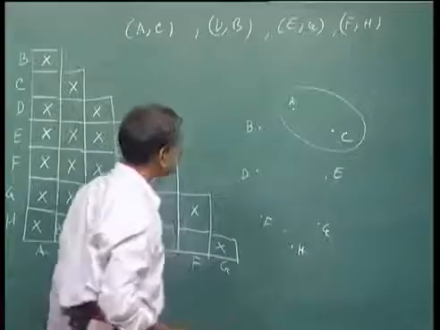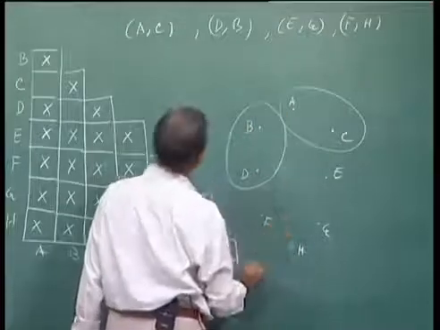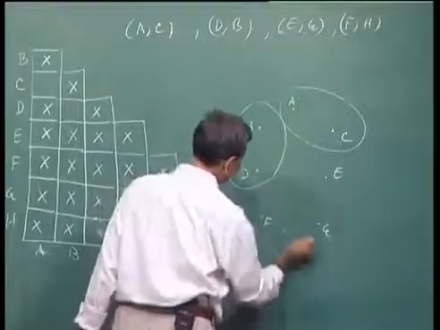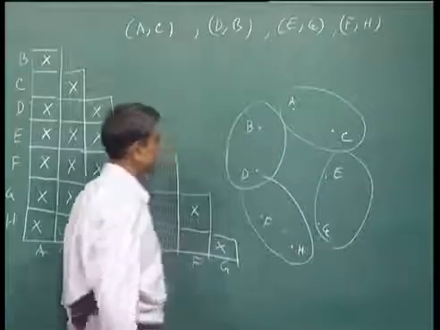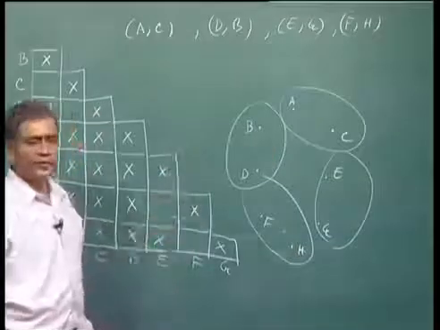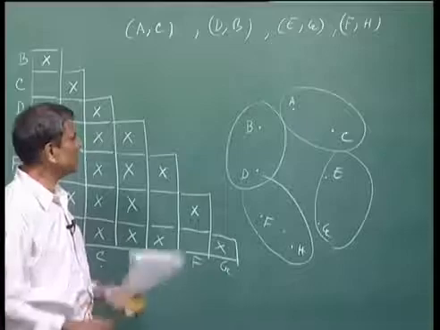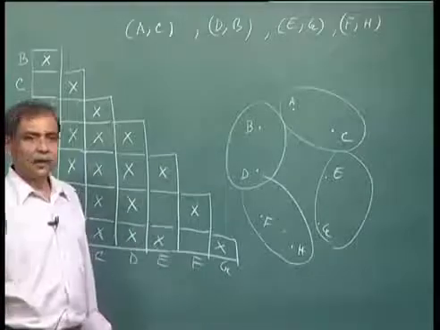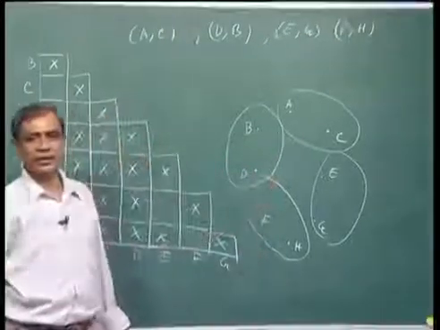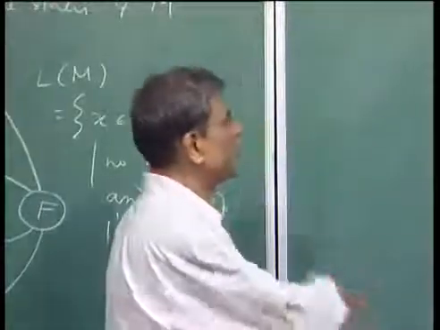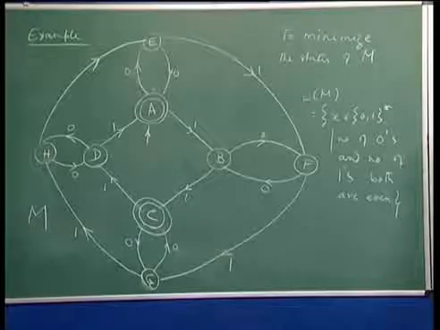So, A and C, D and B, F and H, and G and E. These are the 4 equivalence classes, and they have partitioned my set of states. And now, what we are going to do is to consider an automaton where that automaton will have one state for each of these equivalence classes. We are outlining the process of building the minimized automaton with an example from this automaton.